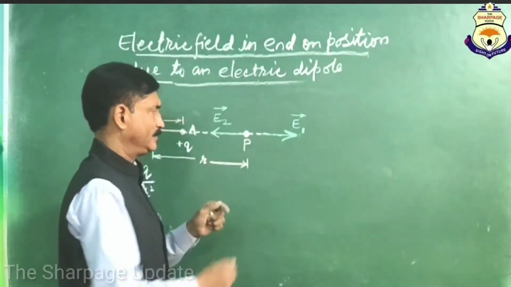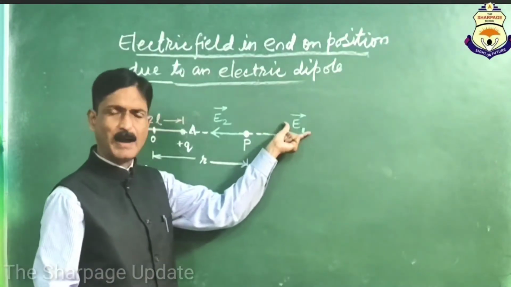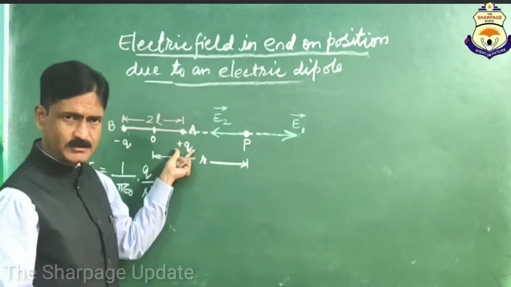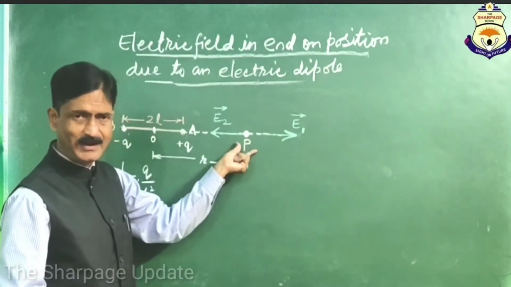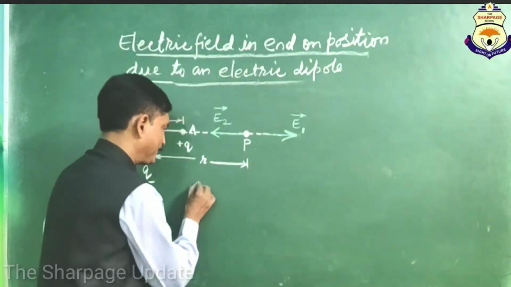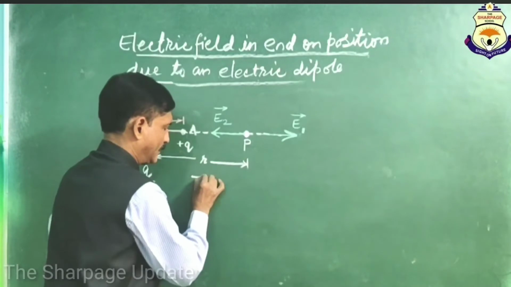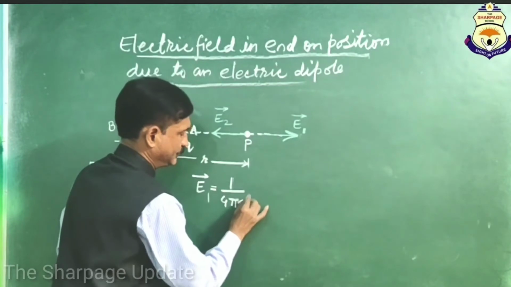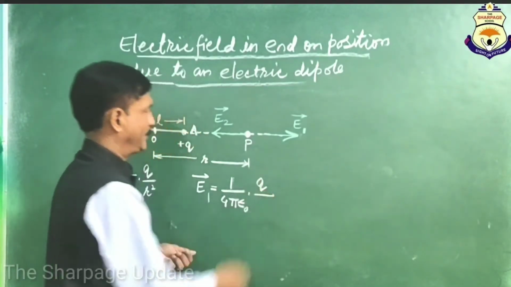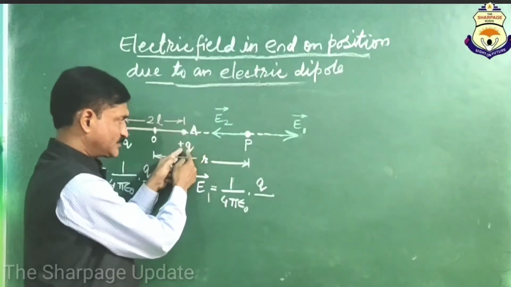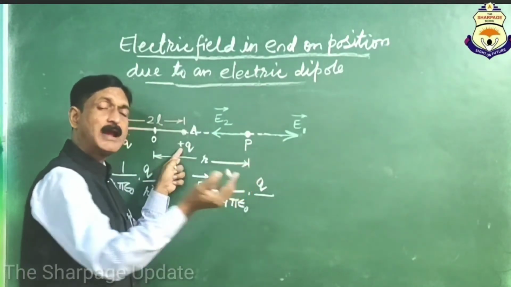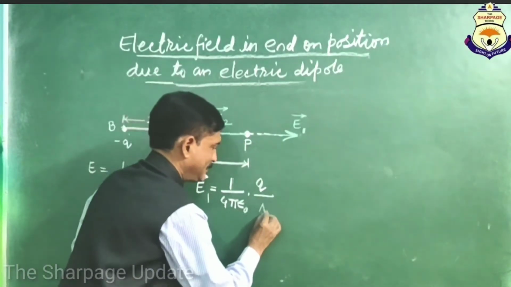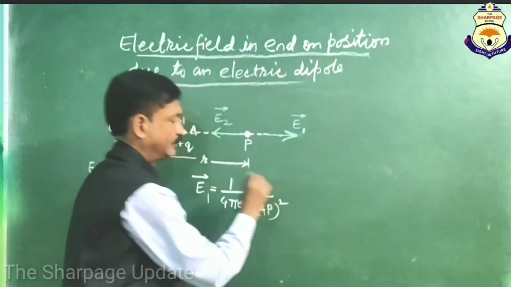Now, at point P, the electric field intensity is represented by E1. So, due to the plus Q charge, the intensity of electric field at point P will be E1 equal to 1 upon 4 pi epsilon 0 into Q divided by the distance square. Now, the distance between plus Q charge and point P, where we have to find the electric field intensity, is AP. So, the distance means AP square.